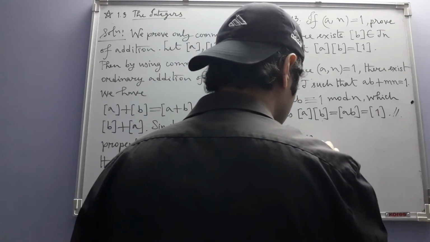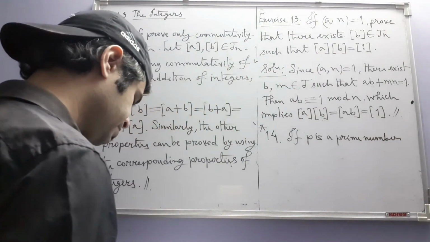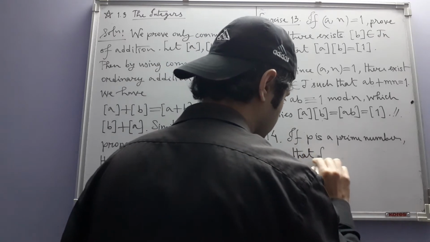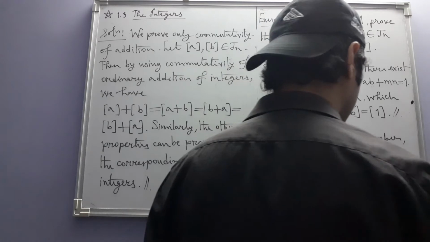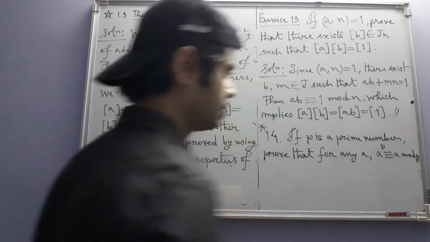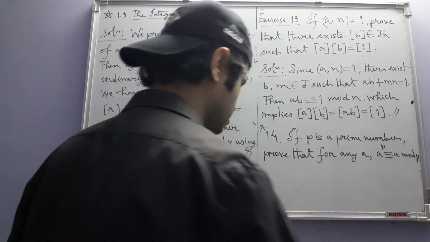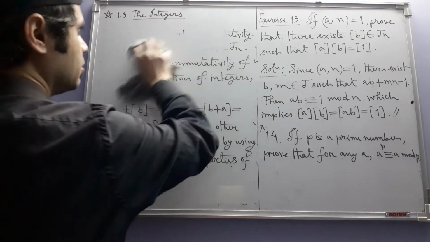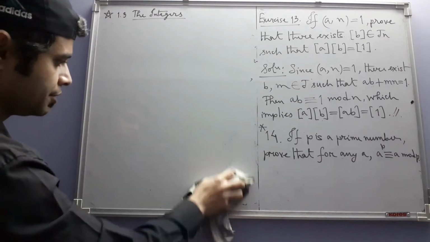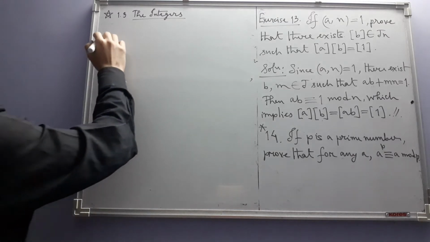If p is a prime number, prove that for any integer a, a to the power p is congruent to a mod p. I hope it is clear. a to the power p is congruent to a modulo p. That's what we have to prove. Okay, so let me start the solution here. In the beginning of the solution, we will make some observations that will reduce our work somewhat. So the solution goes like this.